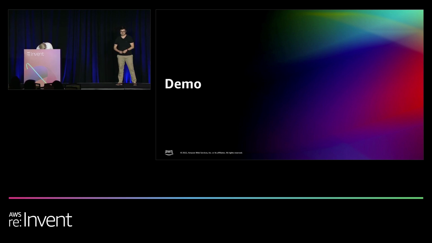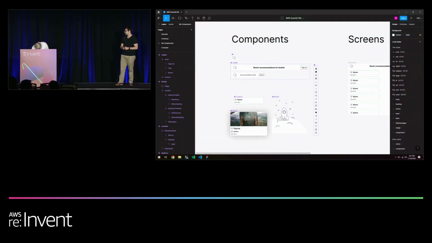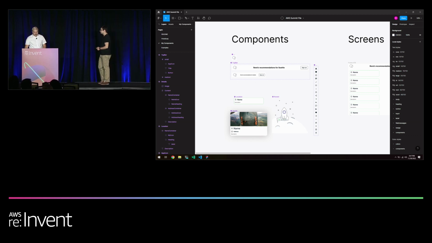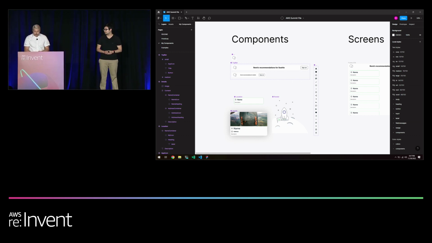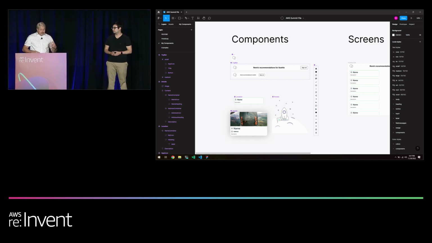Absolutely. There we go. So what we have here is a Figma file. This is a Figma file that a designer would usually give to a developer. And what we're going to be building today is a recommendations app for Renee to both share his favorite restaurants and also potentially receive new restaurant recommendations.